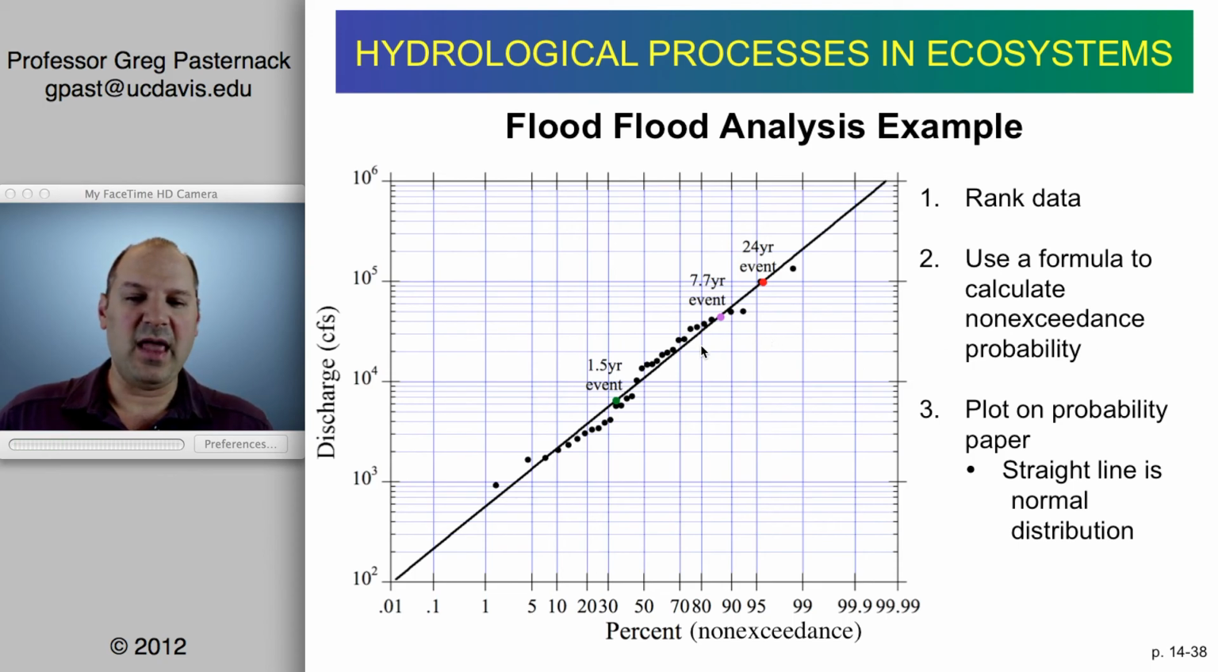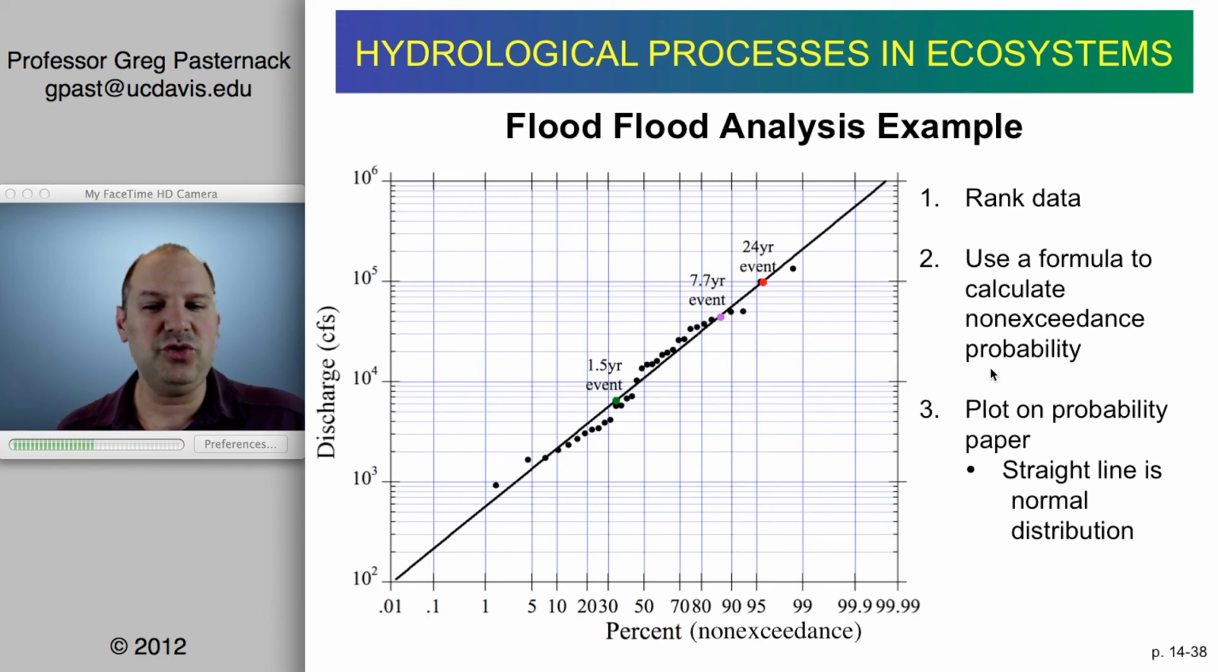And then Excel does not have probability paper. This plot was made using Kaleidograph. And in Kaleidograph, you don't even have to do the analysis. The analysis is just done natively in Kaleidograph. Excel can do the analysis, but it just can't make this kind of plot.